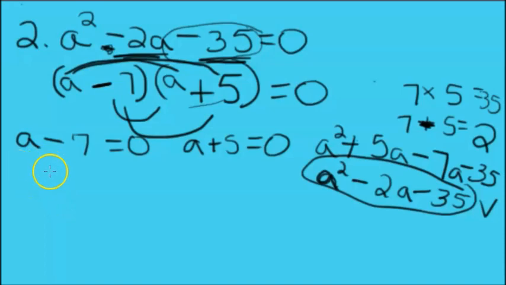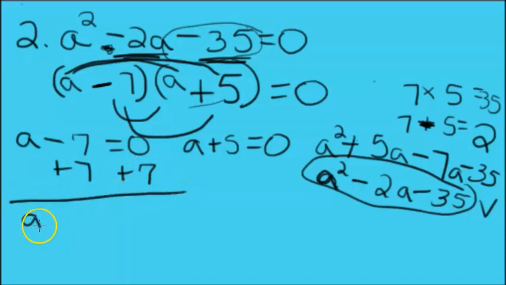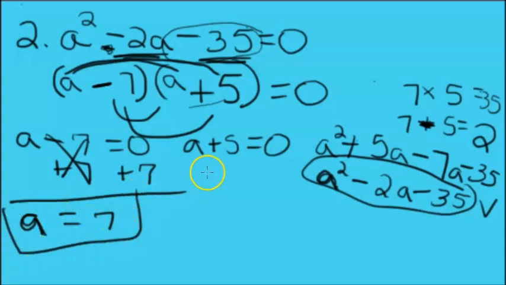Okay, so now all we're doing is solving for a. Since that's a negative, we're going to add it to make that cancel out. Then we have to do it to the other side. So this cancels, leaving a equal to 7, which is one of our answers.